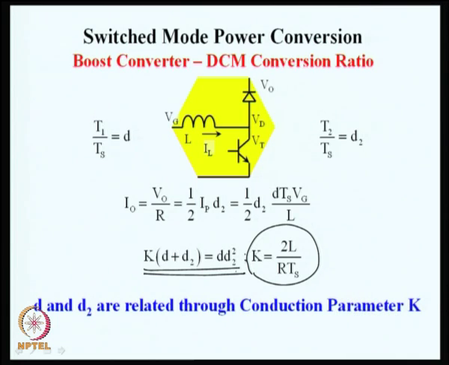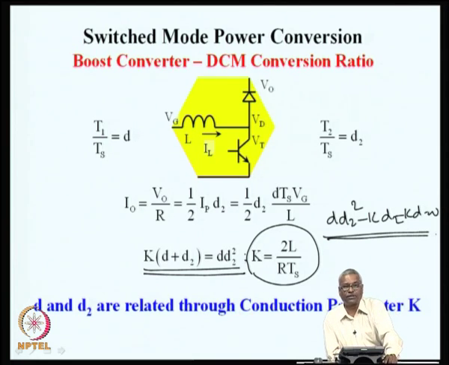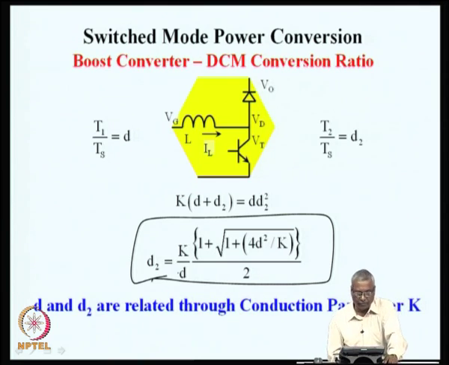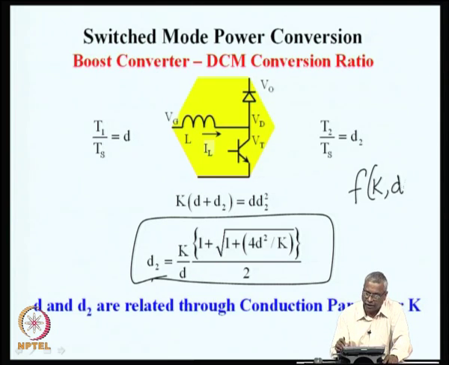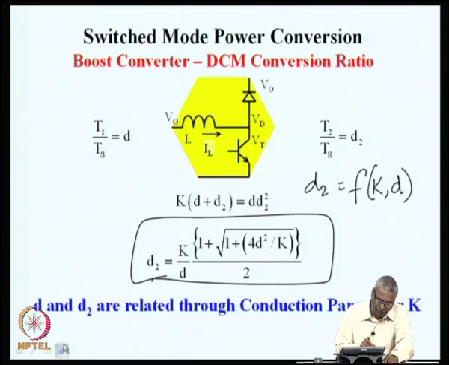And this second order quadratic equation relating D and D2 is D2 squared minus K D2 minus K D equal to 0. It is quite easy to find out what D2 is in terms of D and K. So, this is that relationship. We can resolve D2 as a function of the conduction parameter K and the switch on time D, a function of K and D. And as I said before, it is also possible to write D as a function of K and D2, or K as a function of D and D2, through all these relationships.